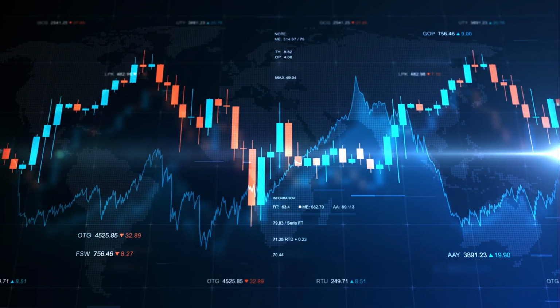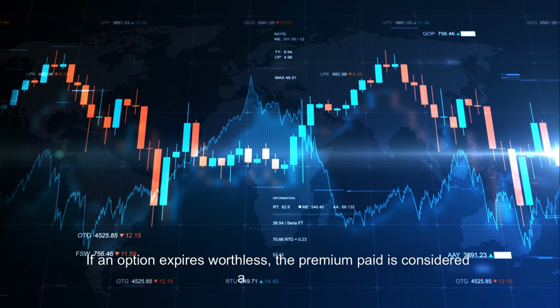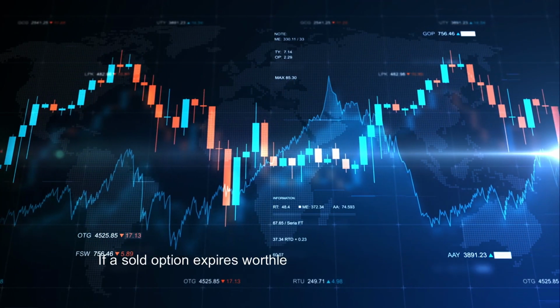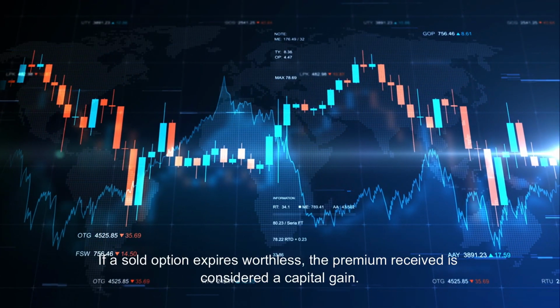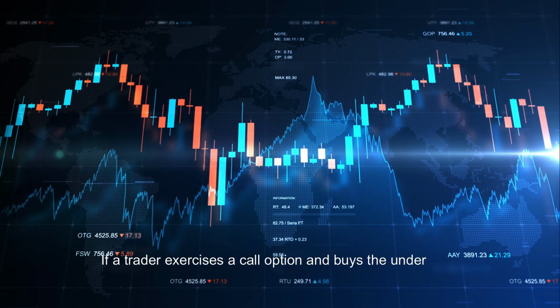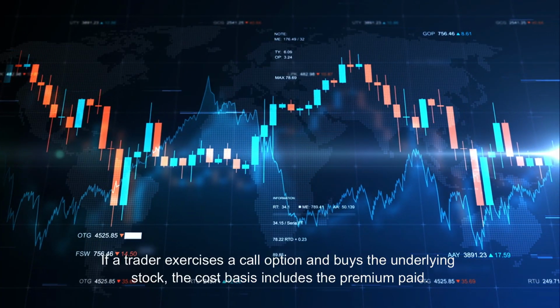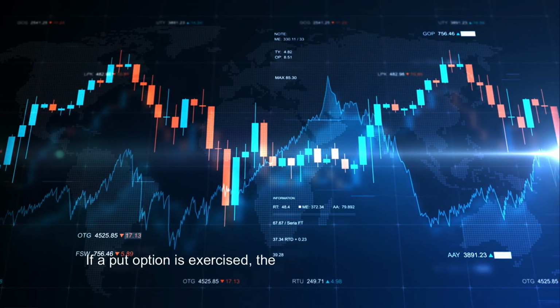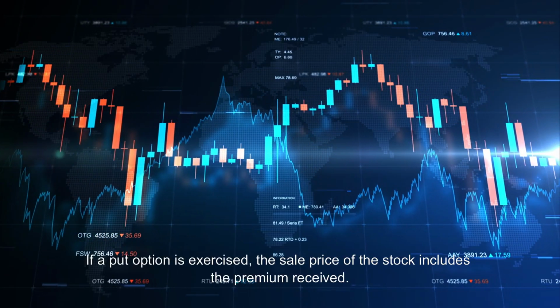Expired options. If an option expires worthless, the premium paid is considered a capital loss. If a sold option expires worthless, the premium received is considered a capital gain. Exercised options. If a trader exercises a call option and buys the underlying stock, the cost basis includes the premium paid. If a put option is exercised, the sale price of the stock includes the premium received.